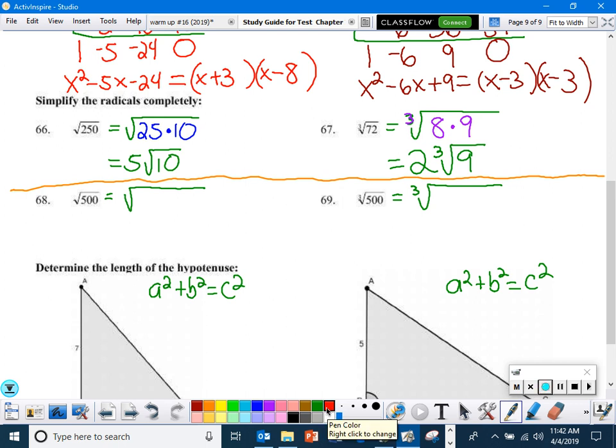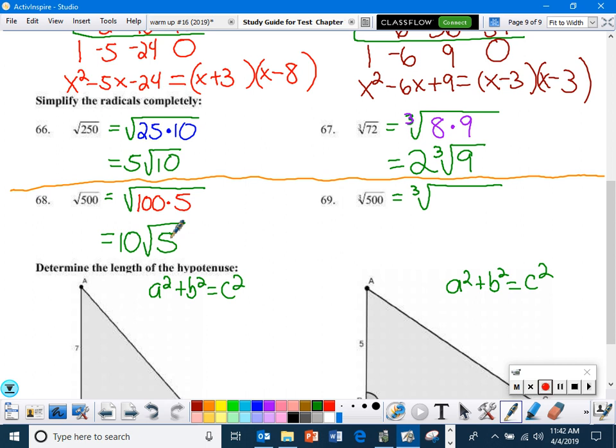Okay, number 68, we're back to the square root. So what perfect square goes into 500? Okay, that should be easy. 100. So this is 100 times 5. The square root of 100 is 10. And what's left over? The square root of 5. Okay, number 69, back to cubic root.